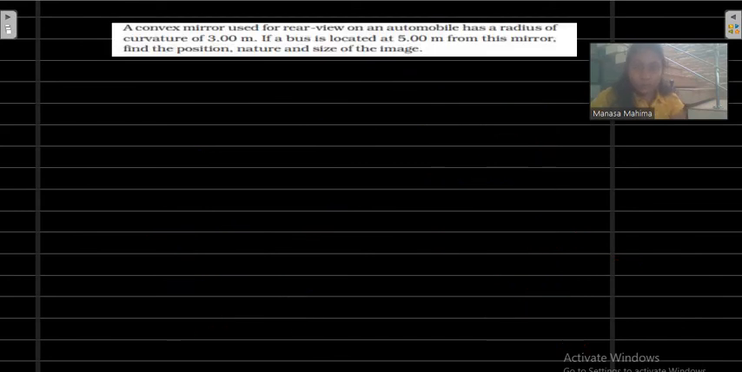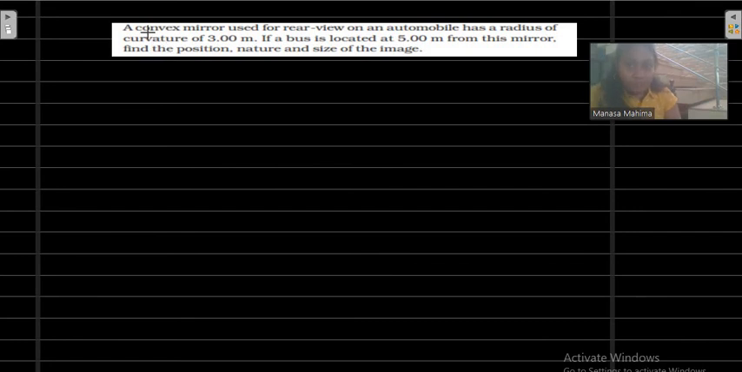What is the first question? You have to read properly. See, what is that? A convex mirror used for a rear view on an automobile has a radius of curvature of 3 meters. If the bus is located at 5 meters from this mirror, find the position, nature and size of the image.